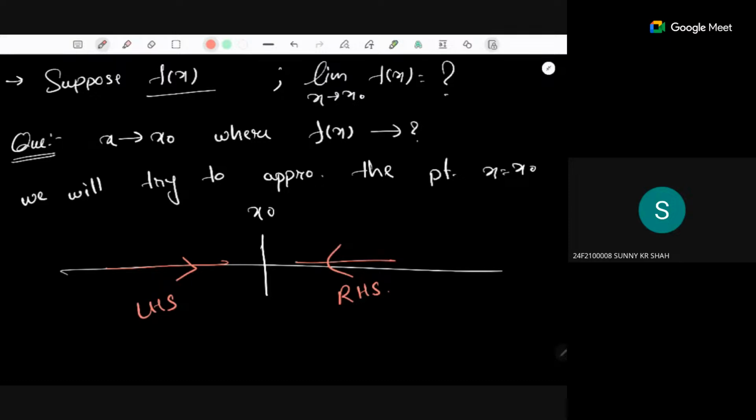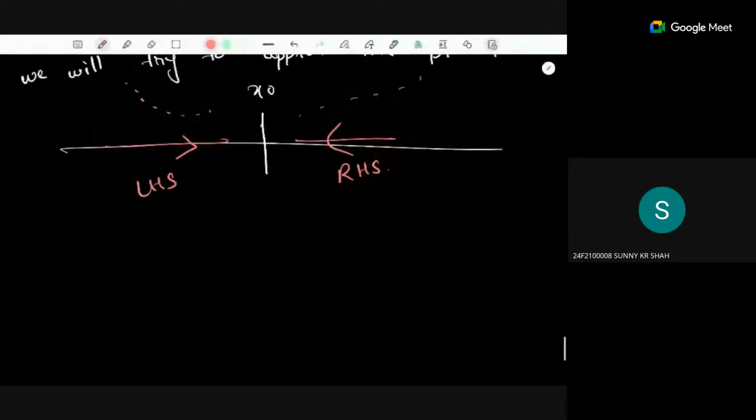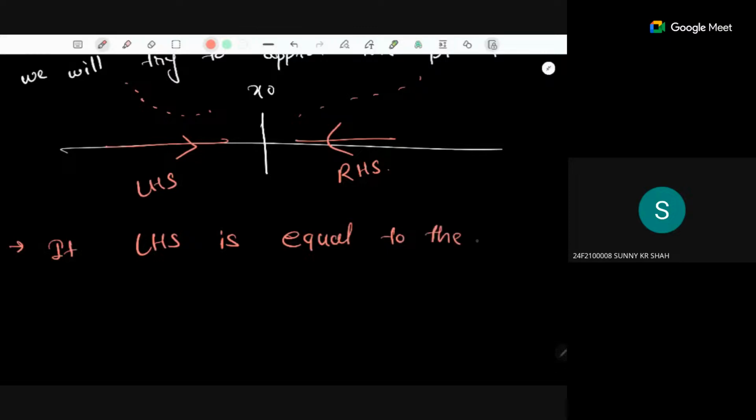And then related to these values, we'll try to figure out where the graph of the function is going or where the function is going itself. Those will be our left hand limit and right hand limit. And if by approaching from both directions we reach a finite, unique location, that location will be the limit of the function. So that means if the left hand limit is equal to the right hand limit, then that is the limit of the function, the limit as x tends to x naught of f of x.